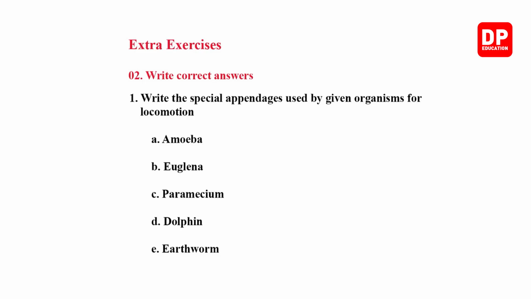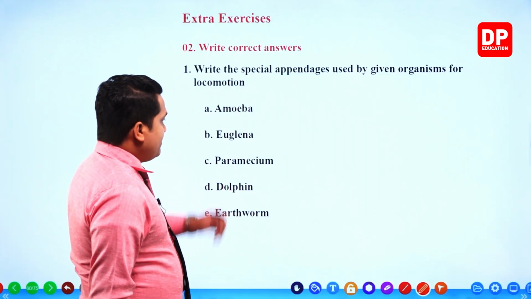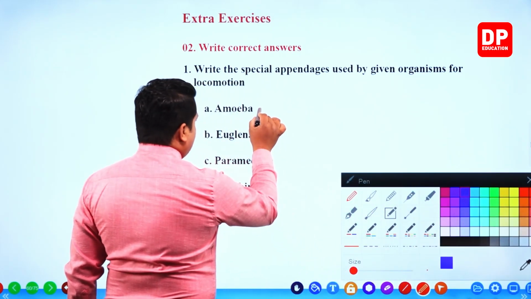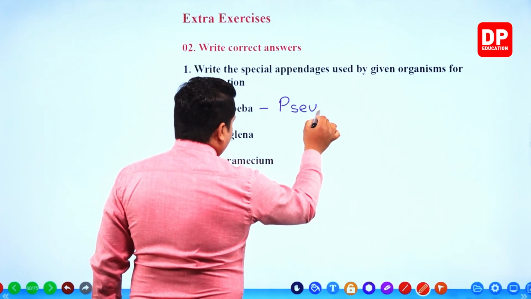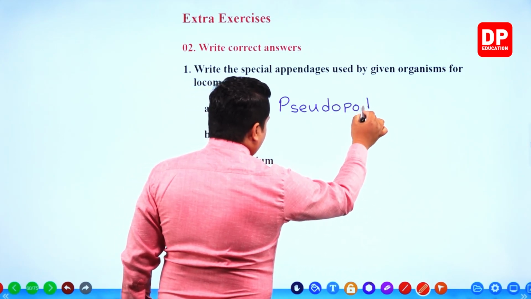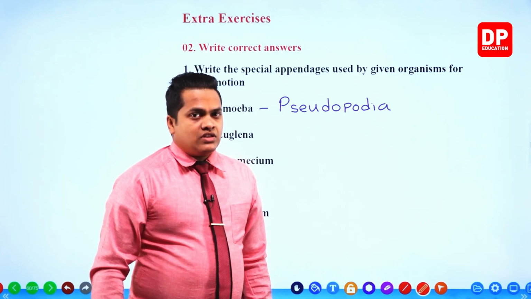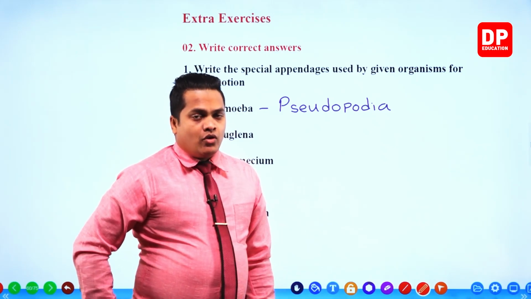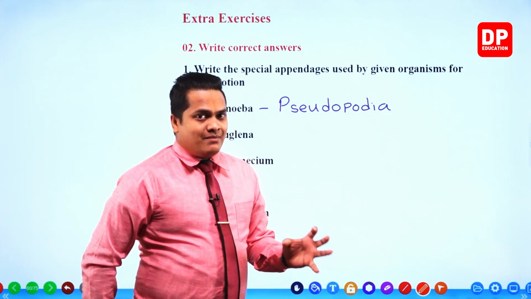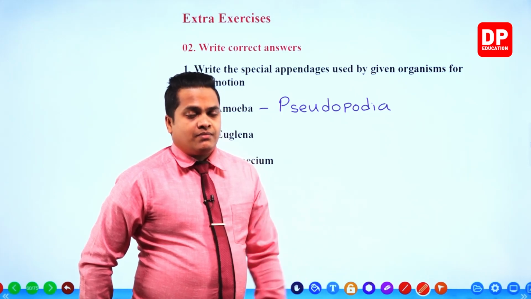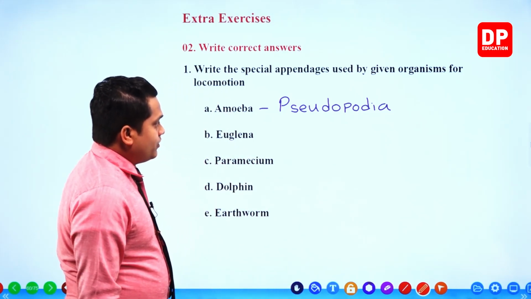The first question: write the special appendages used by the given organism for locomotion. Amoeba. Very simple, my dear children. We know that amoeba uses pseudopodia for locomotion. Pseudopodia means false legs, or false feet. Amoeba is a unicellular organism, and it has the ability to create feet-like structures when it needs to locomote from one place to another. Those structures are called pseudopodia.